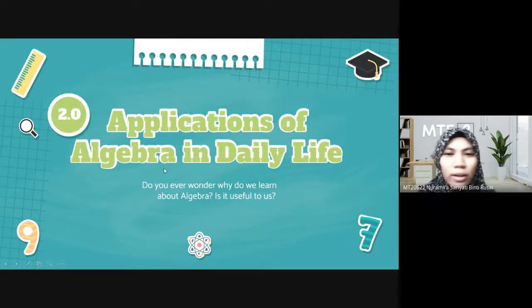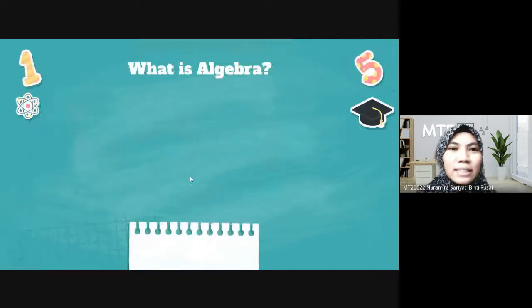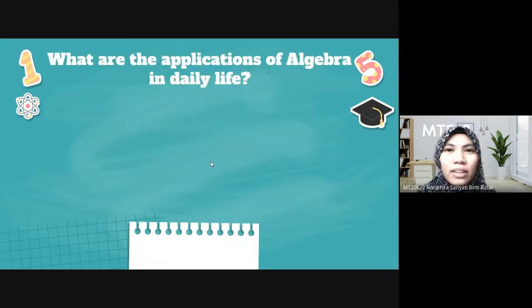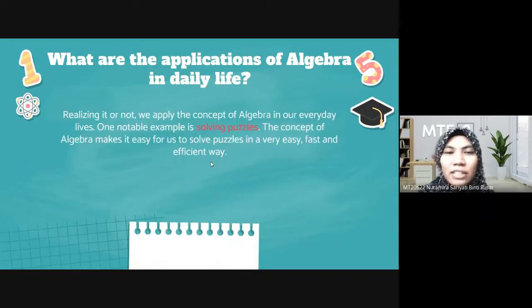Do you ever wonder why we learn about algebra in school, even now, and is it that useful for us? So let's see. What is algebra? The word algebra originated from the Arabic al-jabr, which means reunion of broken parts. Interesting, isn't it? And then, what are the applications of algebra in our daily life? Realizing it or not, we apply the concept of algebra in our everyday lives.